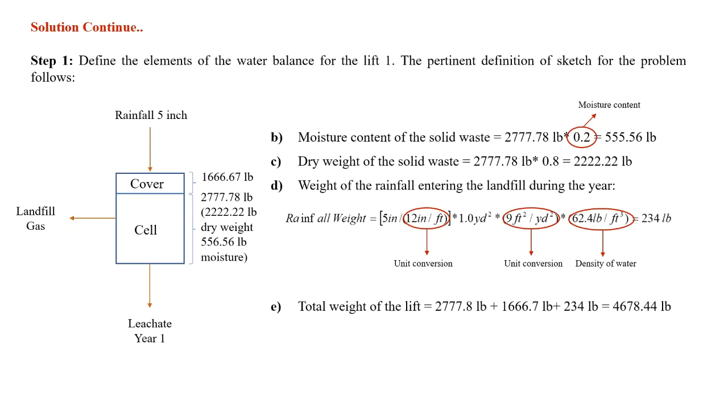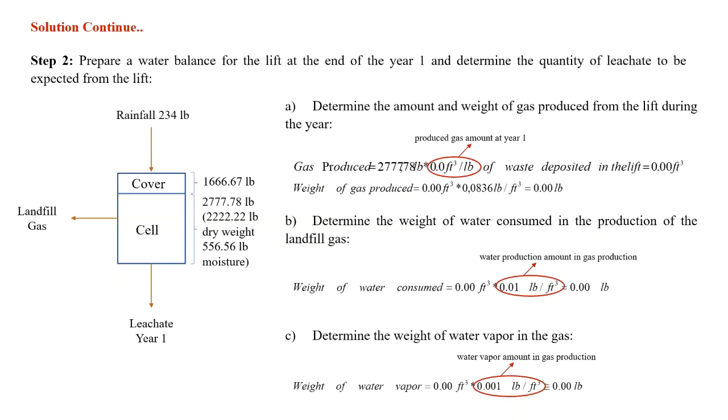And we can also calculate the final weight of lift with an additional solid waste, cover material, and the rainfall weights during the 1 year of operation. And after inserting our results into our sketch, and you can see them again in the left-hand side of the slide, we can continue to solve this question with step 2. In this step, we will write a water balance equation for the lift 1 at the end of the year 1 and calculate the leachate quality.